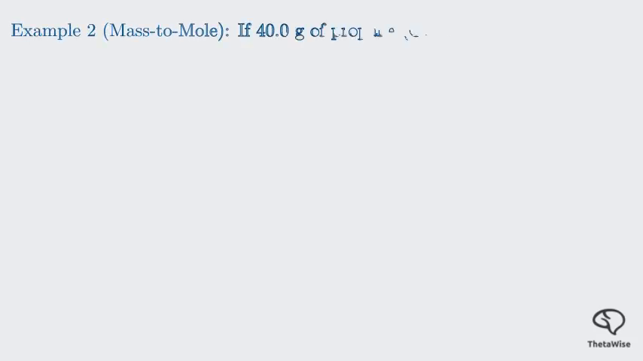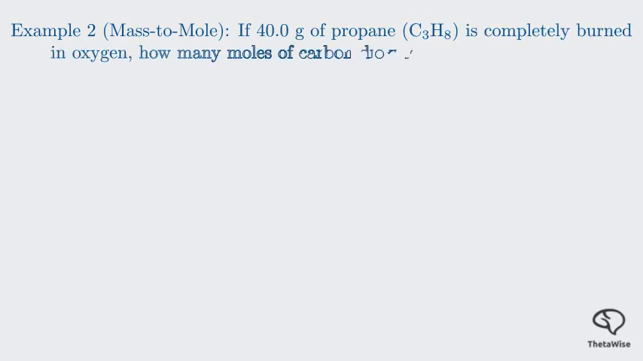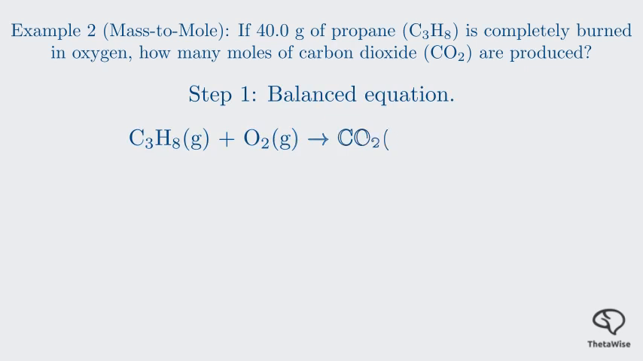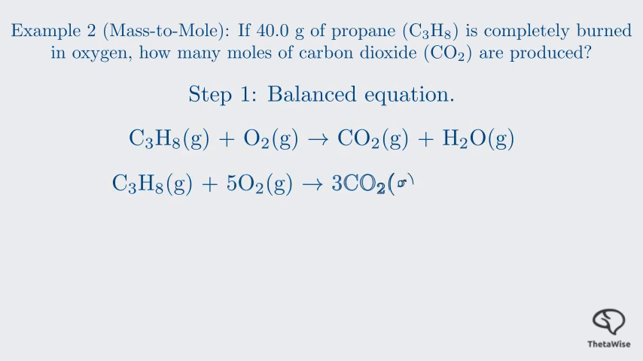Now let's step up the difficulty a notch with a mass-to-mole stoichiometry problem. The question is, if 40.0 grams of propane, C3H8, is completely burned in oxygen, how many moles of carbon dioxide, CO2, are produced? Step 1. Balance the equation for the combustion of propane. Propane plus oxygen yields carbon dioxide and water. The balanced equation is C3H8 plus 5O2 yields 3CO2 plus 4H2O.